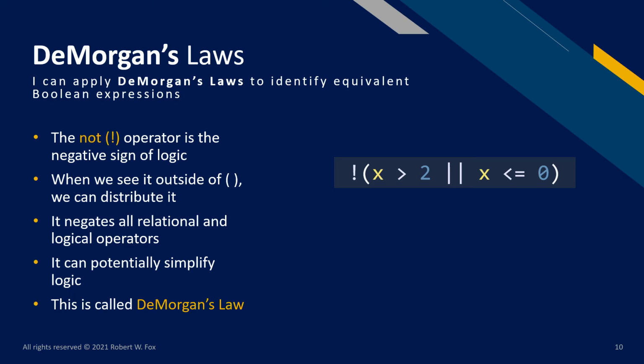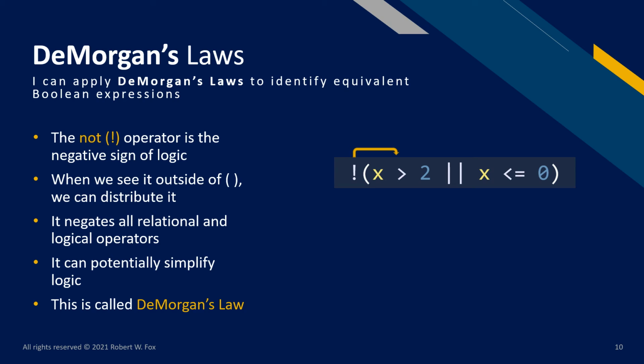And in algebra class, sometimes we have a negative sign in front of a set of parentheses. And in algebra, we would typically distribute that negative through. Well, in logic, the not, the exclamation point, is very much like the negative sign, and we can distribute it. The trick is making sure we distribute it to all the right places, because that not will negate every single piece of logic in our expression, starting with the greater than.